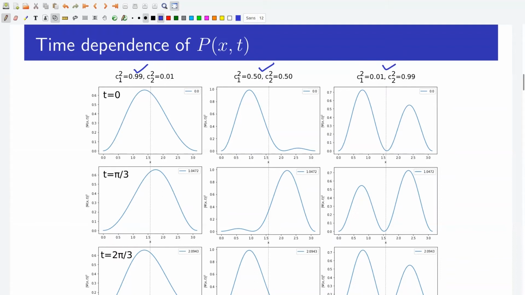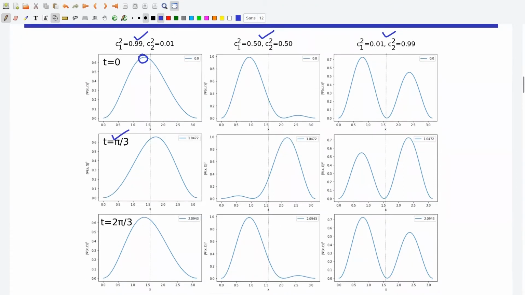So we know that for C1 square equal to 0.99, the wave function is similar to the ground state. So in this case, the peak of the probability density is located just left of the center of the box at t equal to 0. Now, at t equal to pi by 3, the peak moves to just right of the center of the box. And again, at t equal to 2 pi by 3, the peak moves back to the initial position.